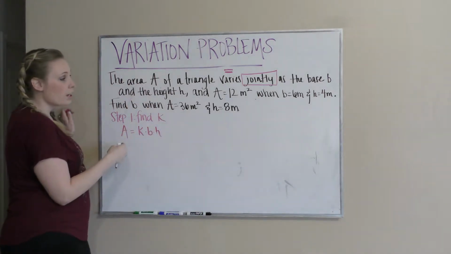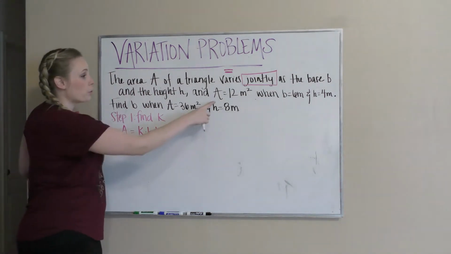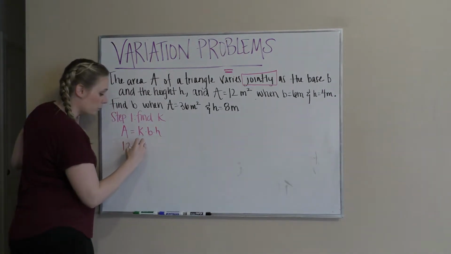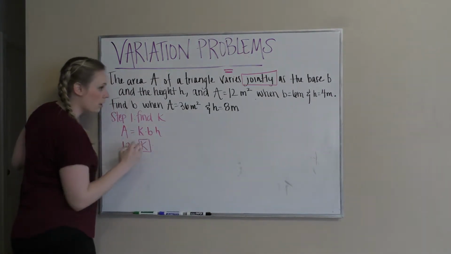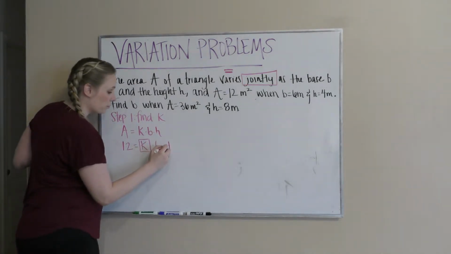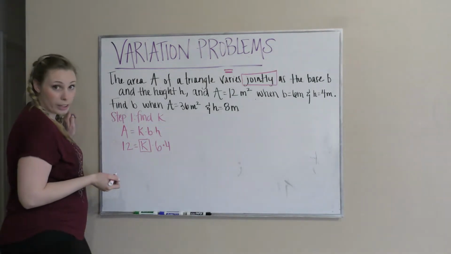Find K, and we already have some information that allows us to solve for K. And so we know what A is. A is 12. We don't know K. We're solving for that. But we know that B is 6, and we know that H is 4. That gives us enough information to solve for K.